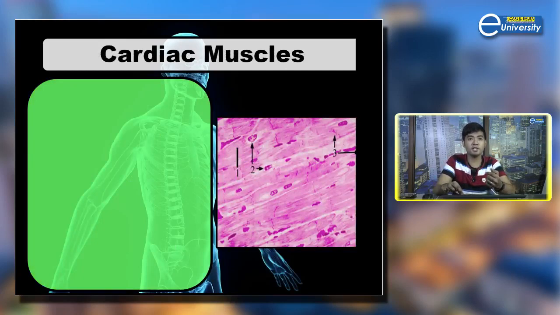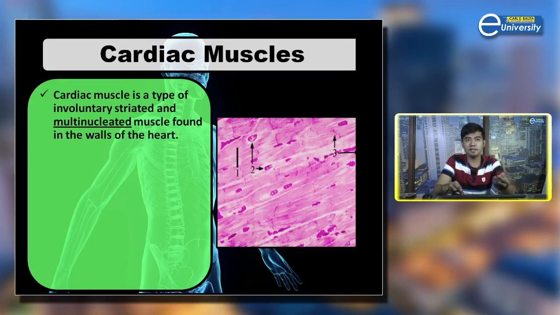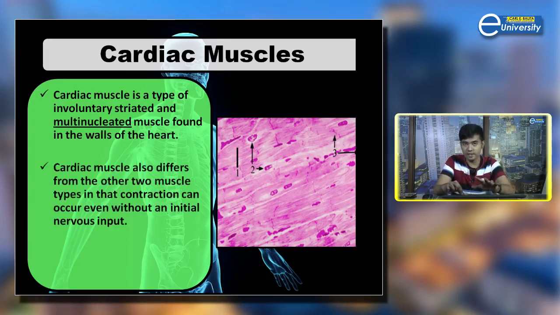So let's start with the cardiac muscle. Cardiac muscle is a type of involuntary, striated, and multinucleated muscle. When we say multinucleated, it contains three or more nuclei in every cell. Cardiac muscle also differs from the other two muscle types in that contraction can occur even without an initial nervous input.